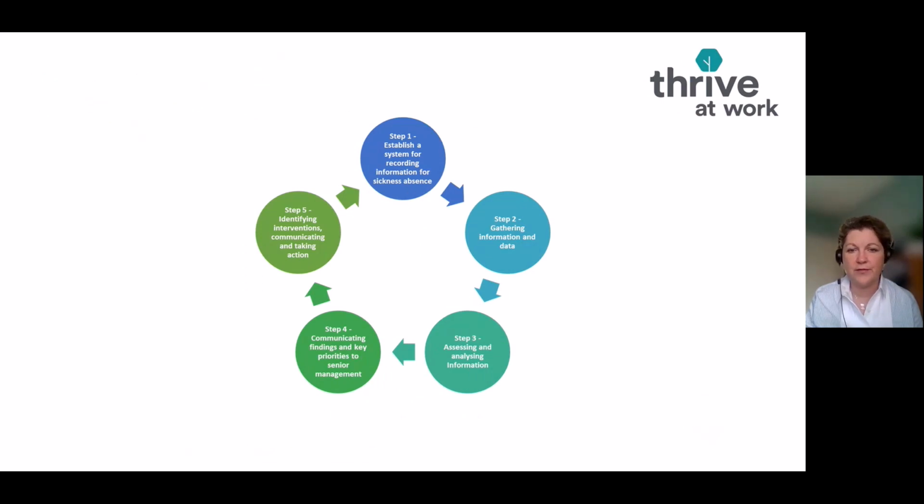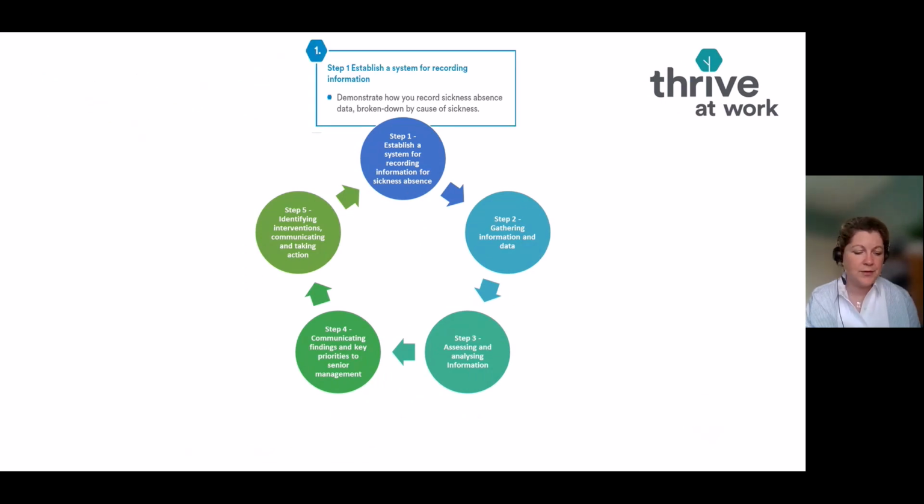So let's have a look at those 5 steps then in a little bit more detail. So step 1, as I mentioned, is about establishing a system for recording information. So this is how you record sickness data in your business, and it might be an HR system that you use, it might be an Excel spreadsheet, you may have some other type of system that you use, and the key here is it needs to be a consistent system, and it needs to also demonstrate that you're collecting information as to the reason behind the individual's absence.